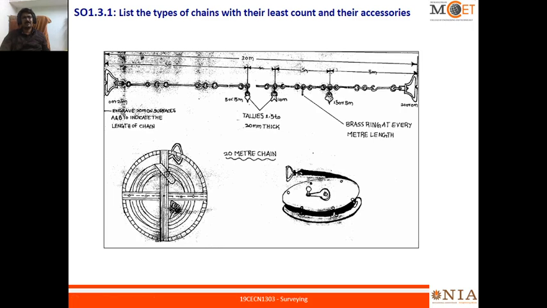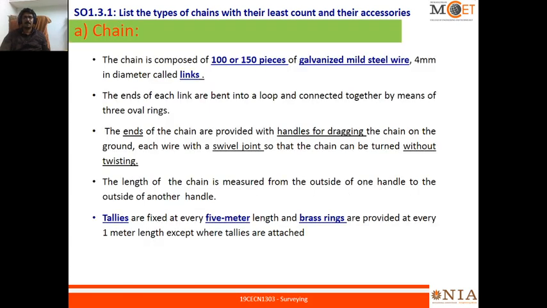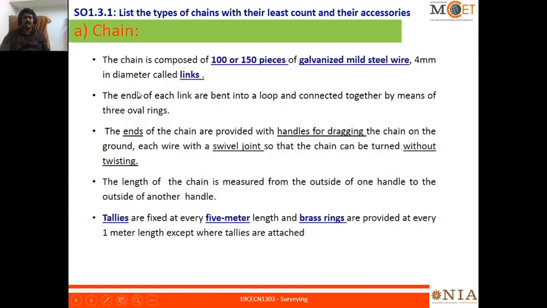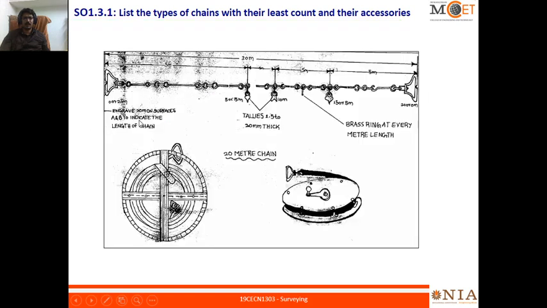So this is the explanation for a chain. We hope we will see the instrument in our laboratory. So I have already explained the chain is composed of 100 or 150 pieces. Here the pieces means the links. The steel wire from which it is made is of 4 mm. The end of each link is bent into a loop and connected together by means of 3 oval rings.